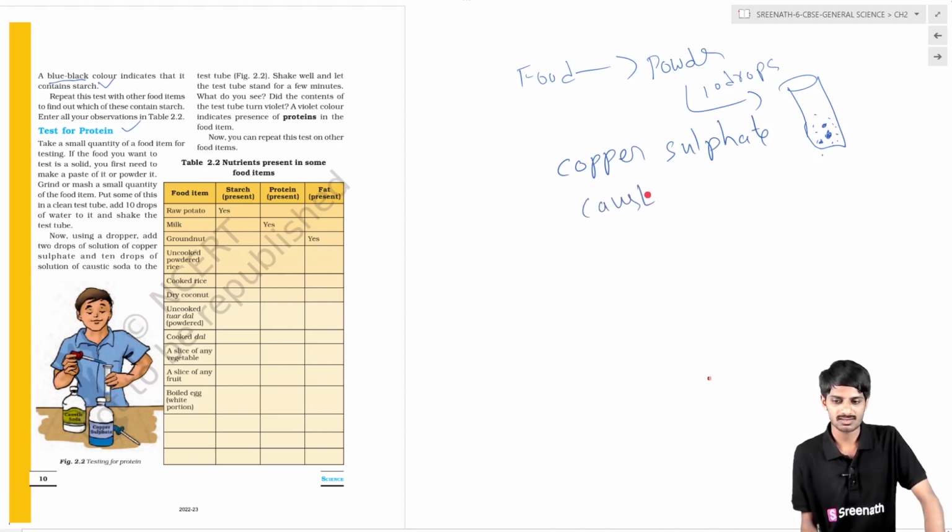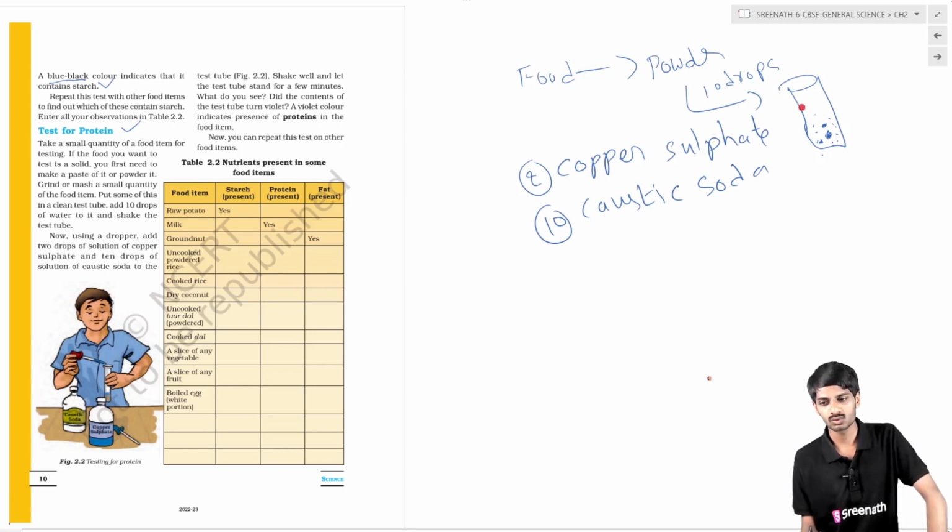That is caustic soda solution. How many drops? It is 2 drops of copper sulfate and 10 drops of caustic soda to the test tube. So you add 2 drops of copper sulfate and 10 drops of caustic soda to the test tube, and shake it well. After that, what will you observe? The contents of the test tube turn violet. If there is a violet color, then proteins are present in the given food.